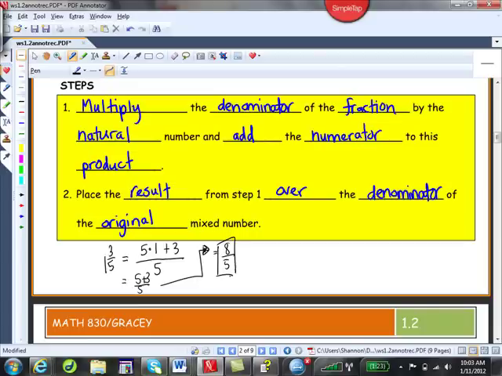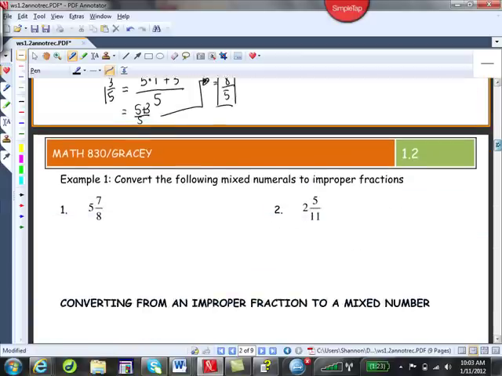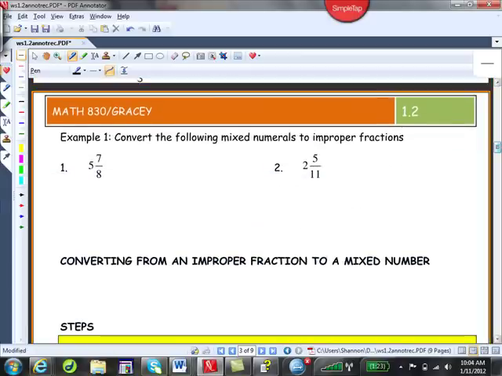All right. Now you try. Here's a couple of examples. Go ahead and pause this movie and work out these examples.